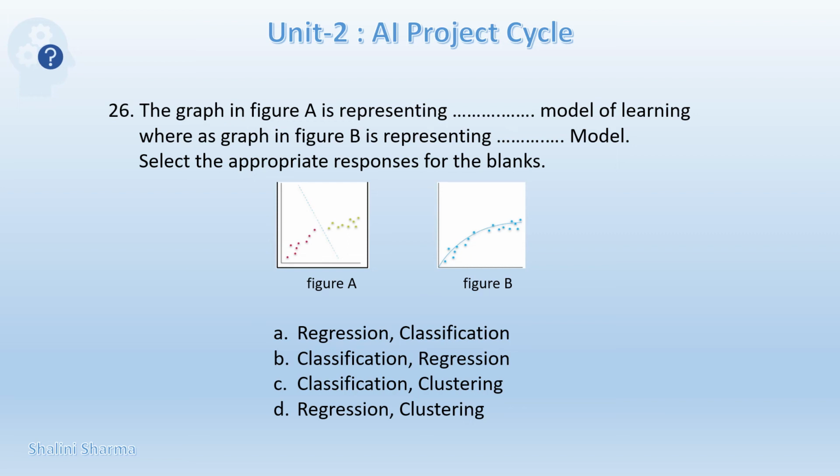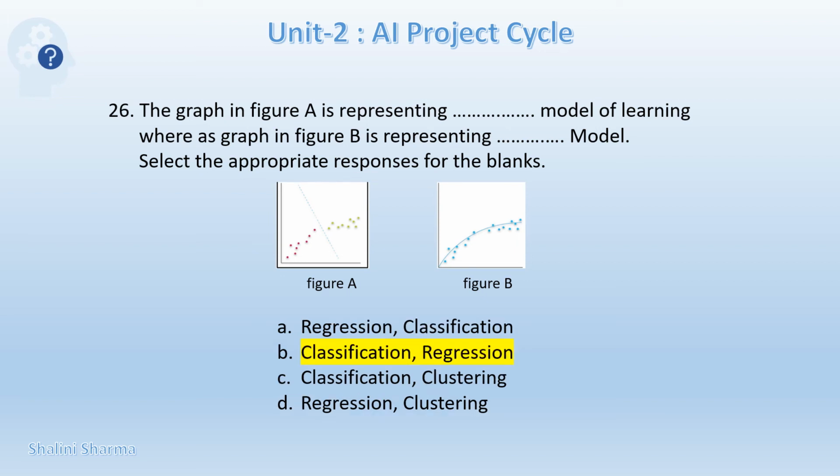So identify both the graphs depicted in figure A and figure B. And the correct answer is option B, classification and regression. As you can see in figure A, the two types of data have been classified, whereas in figure B, it is a continuous stream of data displaying regression.